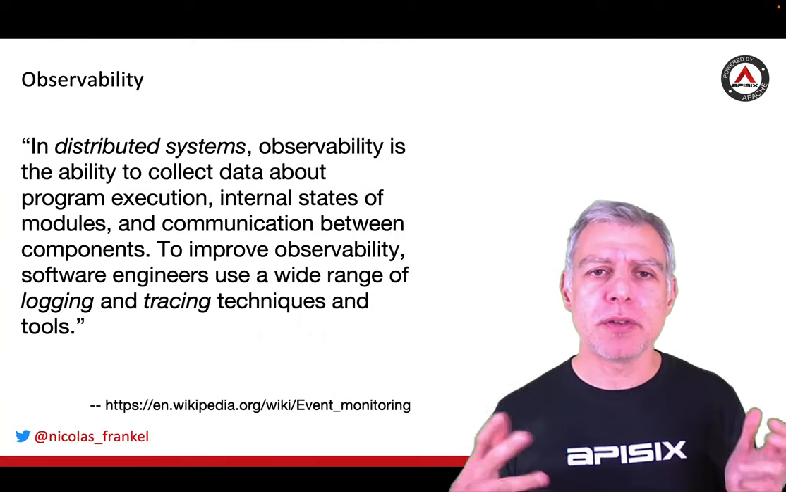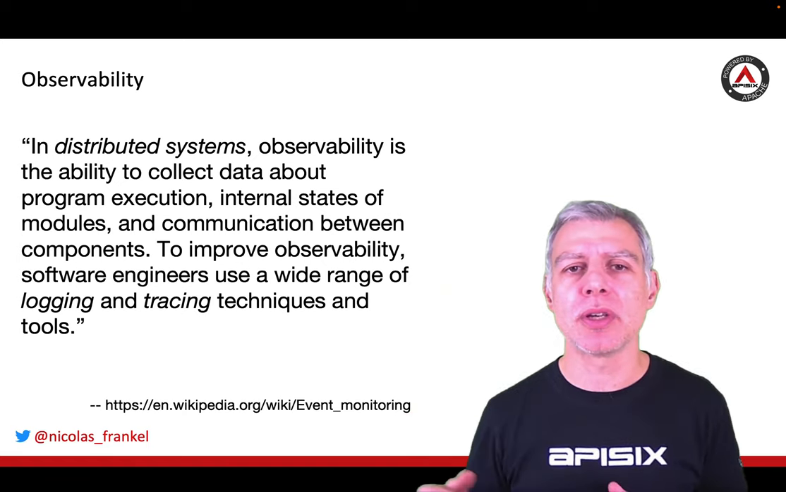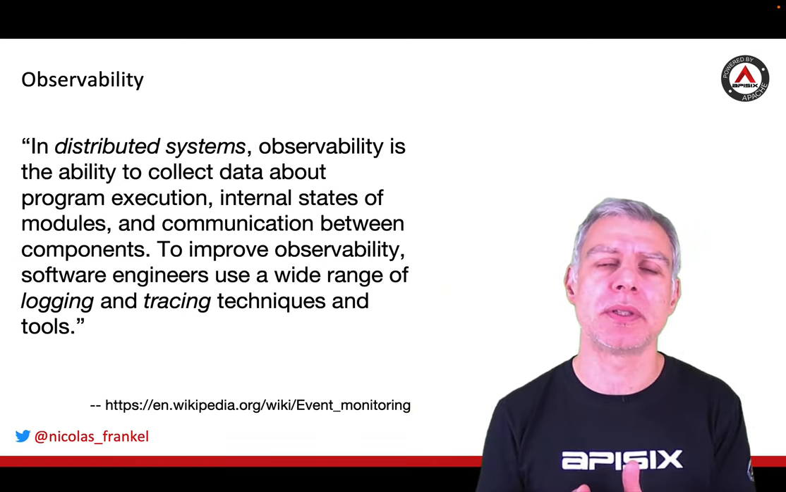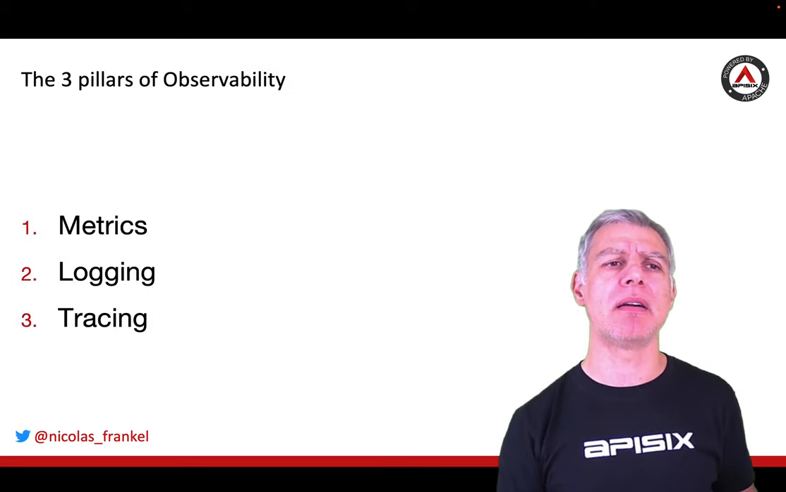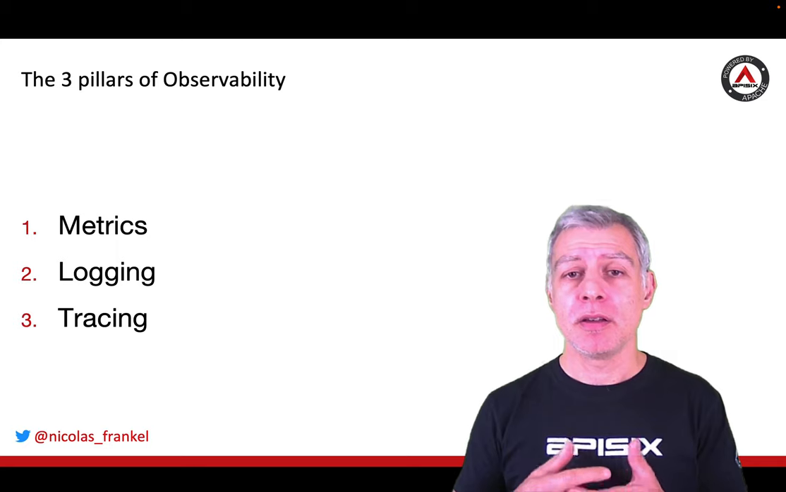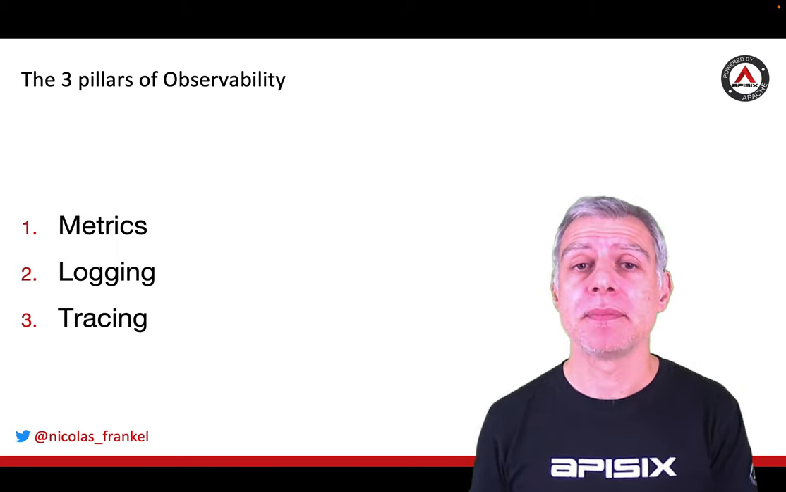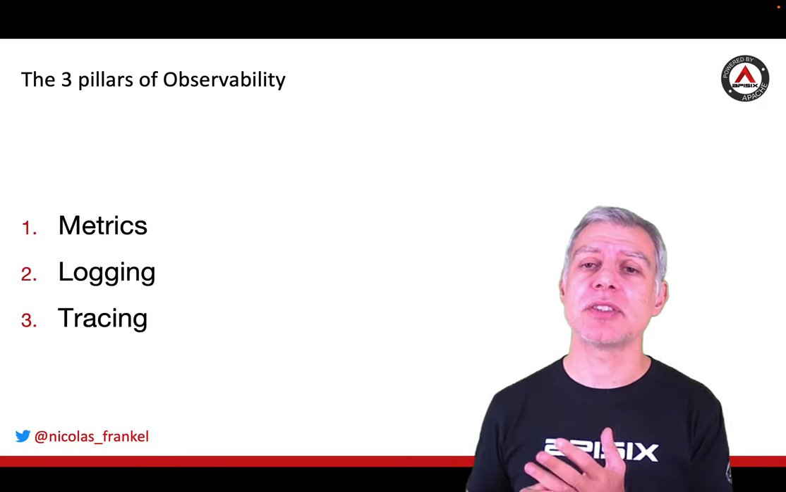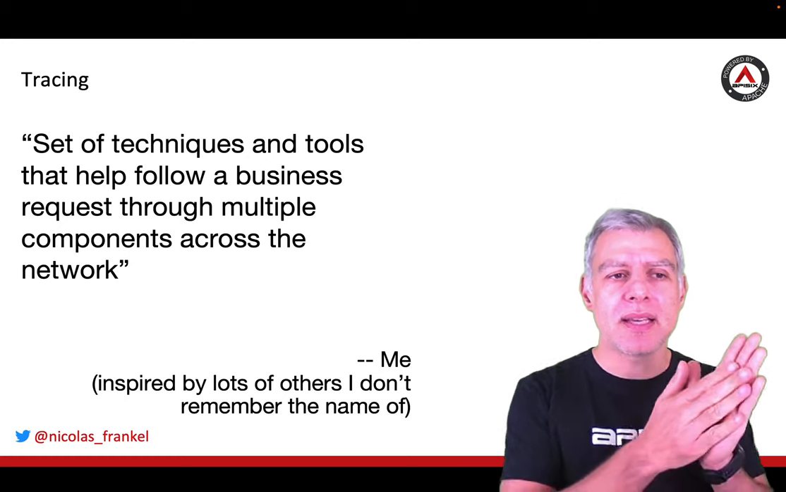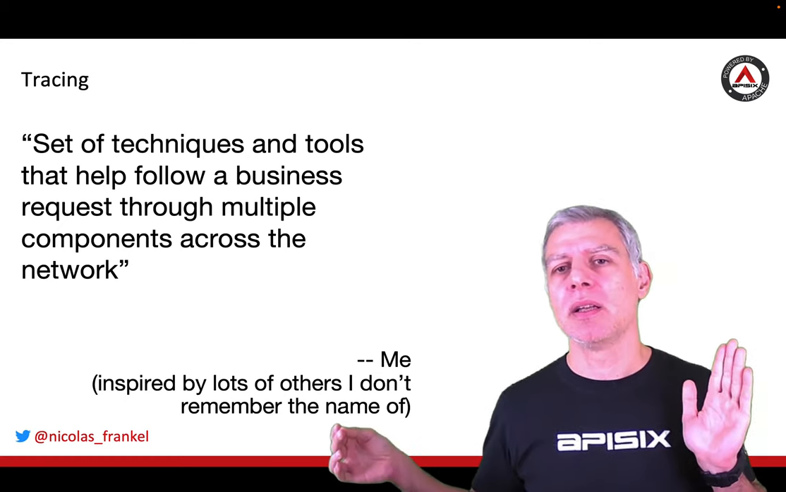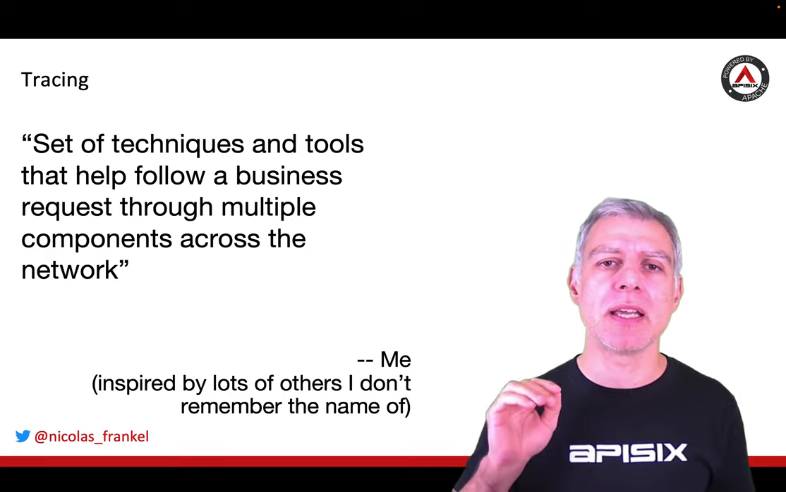You can think about observability at the next level as providing insight into not only one single component, but about a distributed system. And there actually are three main pillars of observability. The first is metrics, the second is logging, and the third is tracing. So basically, tracing is a set of techniques and tools that help follow a business request across the network through multiple components. This is really, really important.